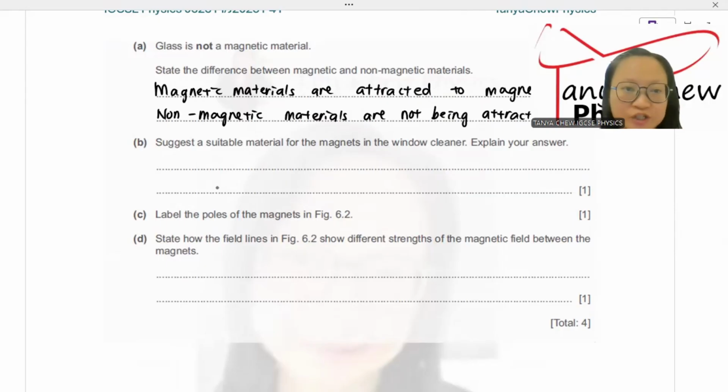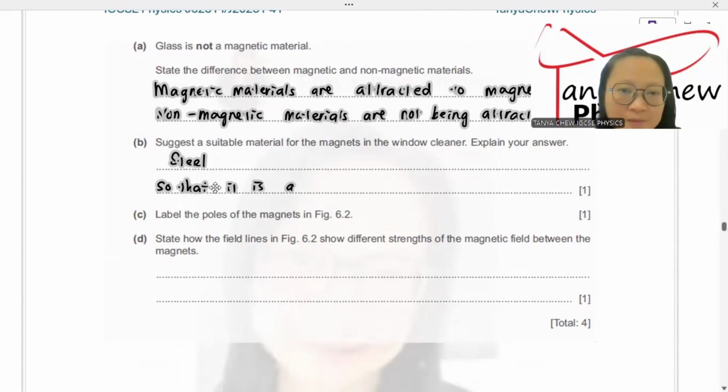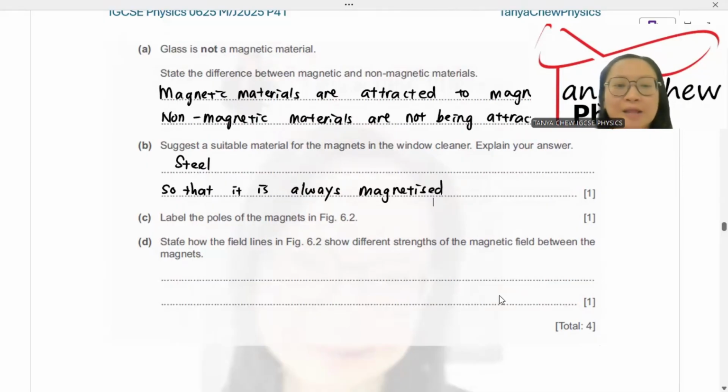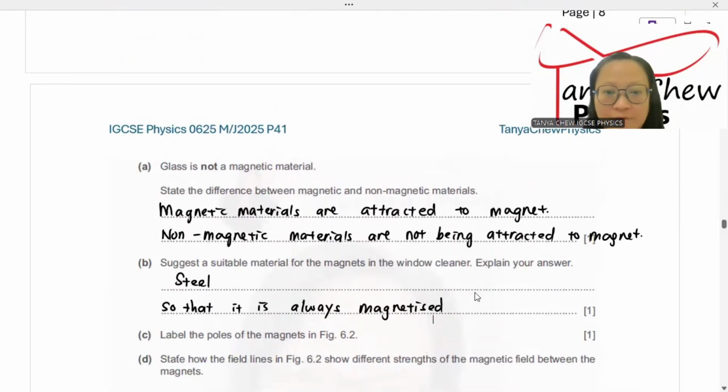I'm definitely going to suggest steel. Why? Because I want the magnetism in it to stay forever so that I don't have to change the window cleaner. So it is always magnetized, or it stays magnetized all the time. I don't have to change to another window cleaner. How about that? C. Label the poles of the magnets in Fig 6.2.